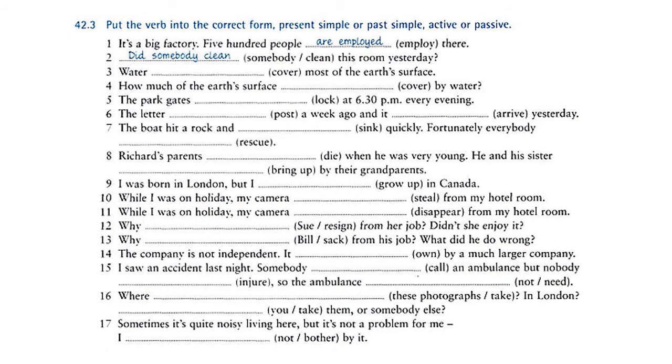Number 8, Richard's parents died when he was very young. He and his sister were brought up by their grandparents. Number 9, I was born in London, but I grew up in Canada. Number 10, while I was on holiday, my camera was stolen from my hotel room. Number 11, while I was on holiday, my camera disappeared from my hotel room.